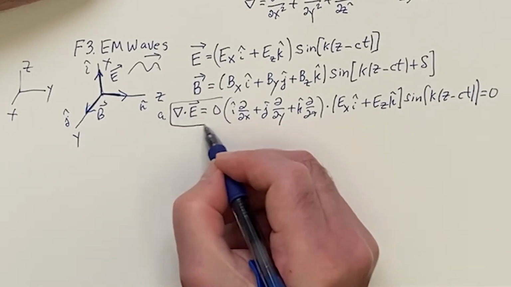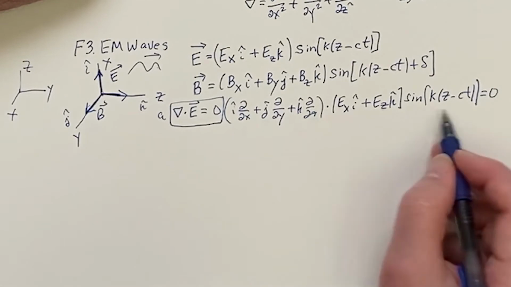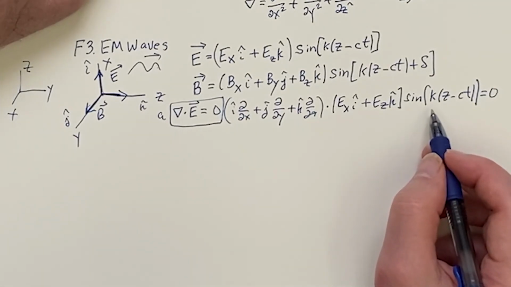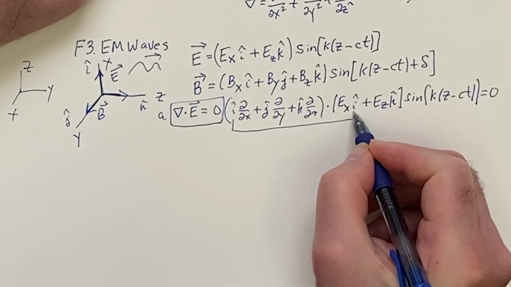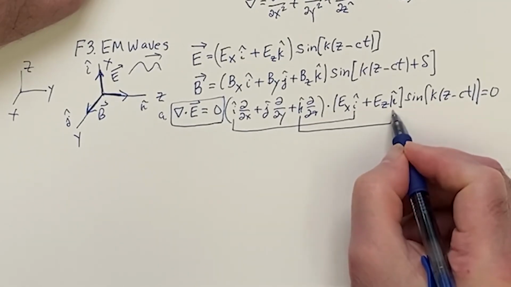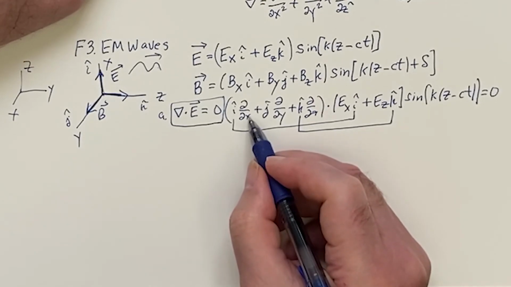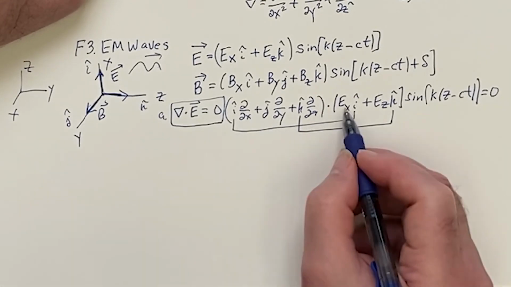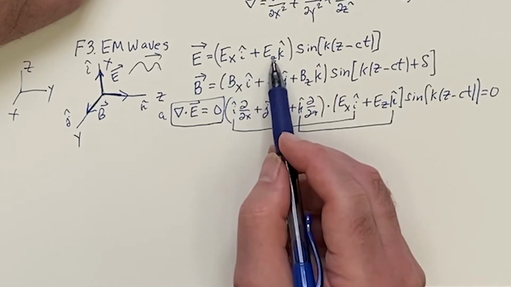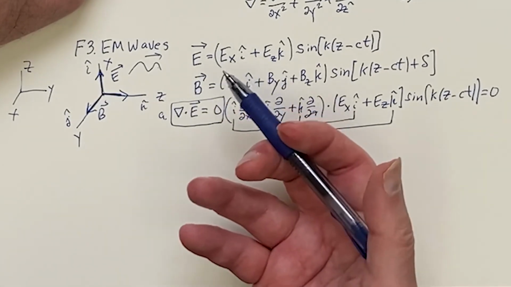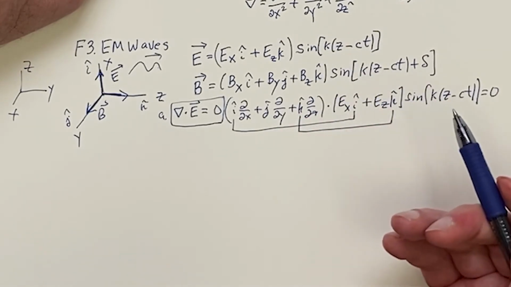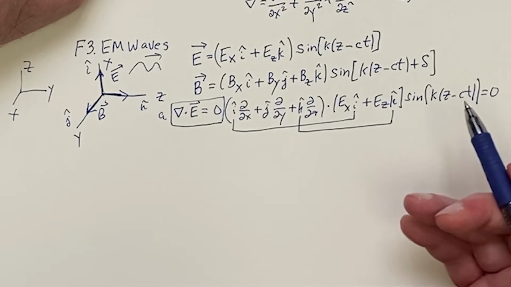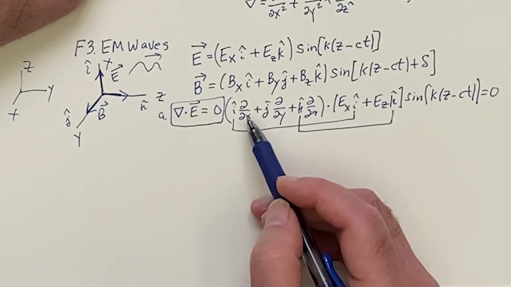So this is what I'm using here. If I come in here, I dot i with i, and then the k will work with the k. So this will be the derivative with respect to x, but Ex and Ez are constant amplitudes because the time dependence is over here, and there's no x anywhere. That means you're going to get 0 for the x derivative.